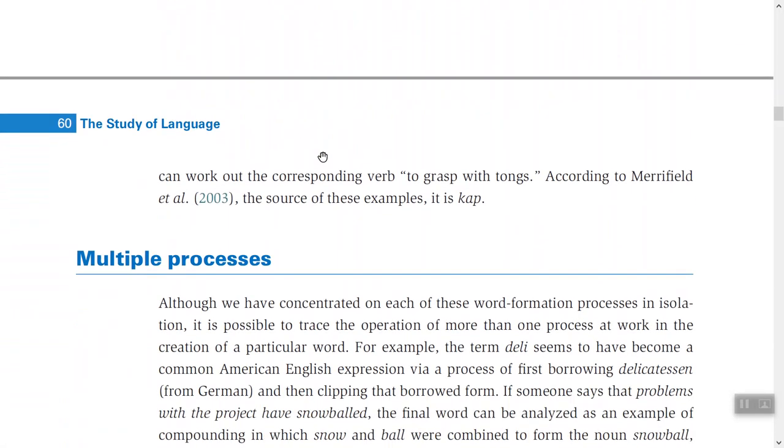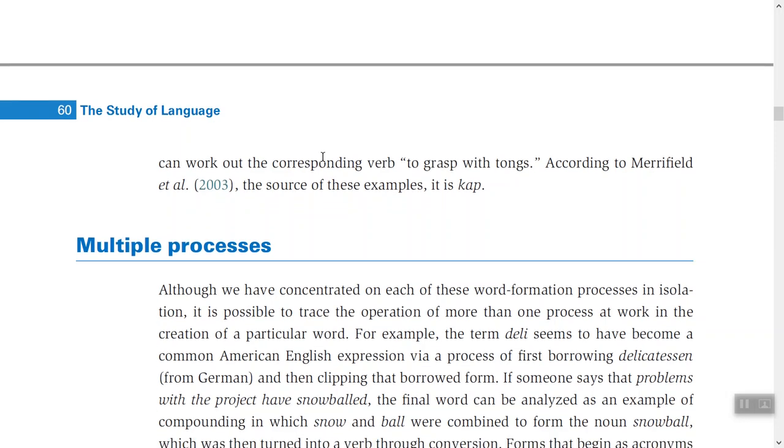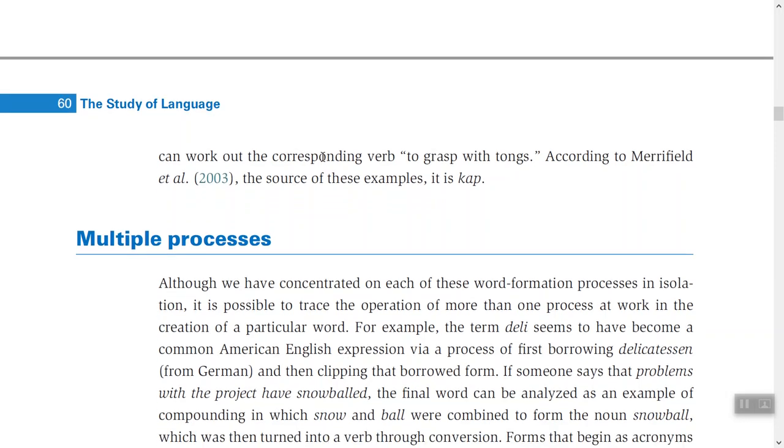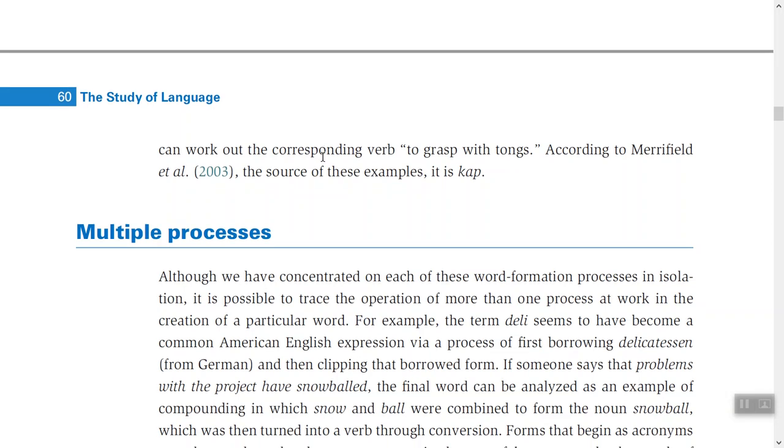Multiple processes. We have studied all the processes here in this book. Some words have multiple word formation processes, more than one. I mean, some words can be related to more than one process, not only one process.